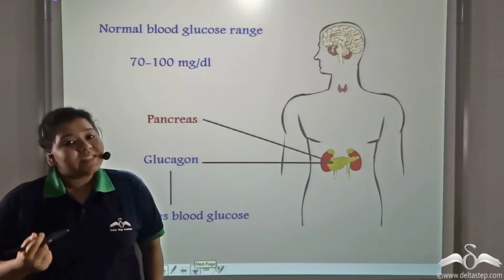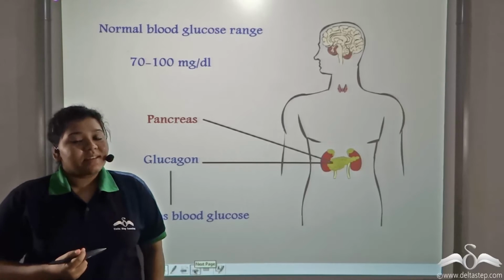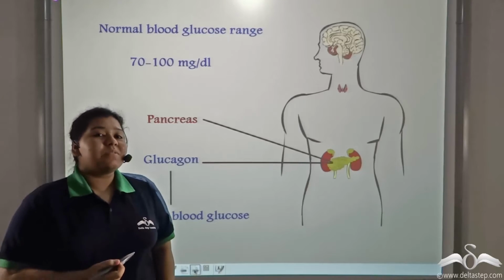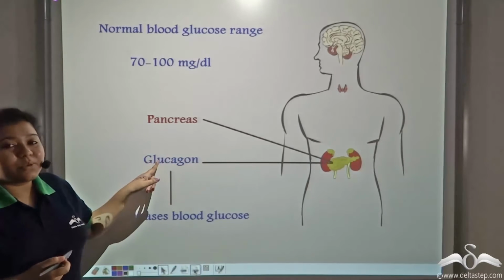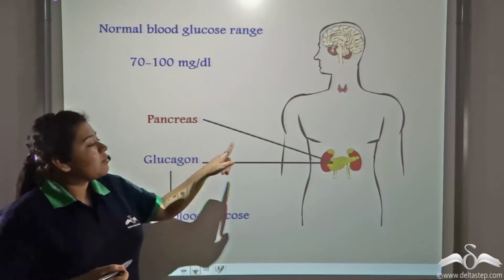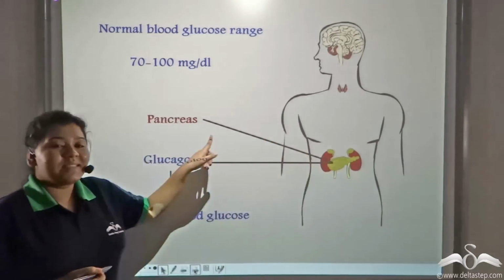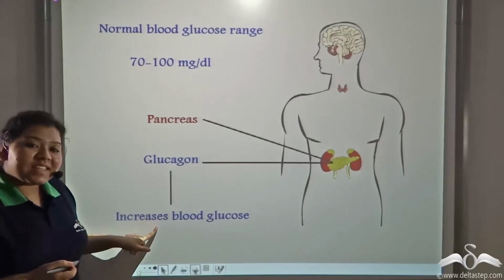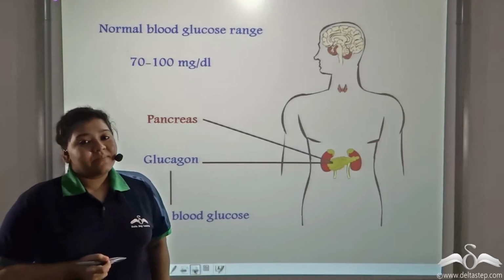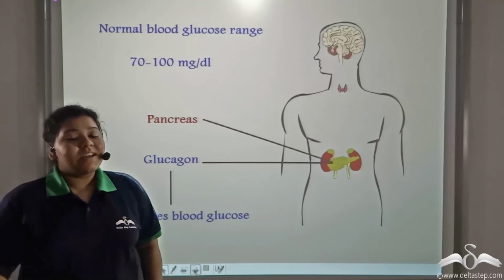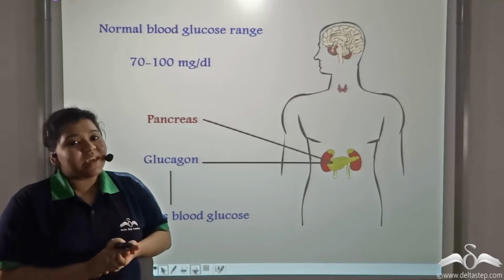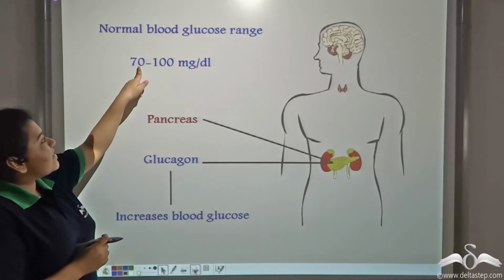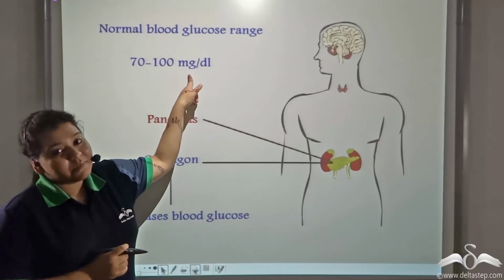So insulin reduces blood glucose level. Can it reduce it to 0? No, it cannot. And this is possible because of another hormone known as glucagon, which is again secreted by this J-shaped organ known as the pancreas. The main function of glucagon is to increase the blood glucose level. So insulin and glucagon work antagonistically but together to maintain a normal blood glucose range, and that is 70 to 100 milligrams per deciliter.